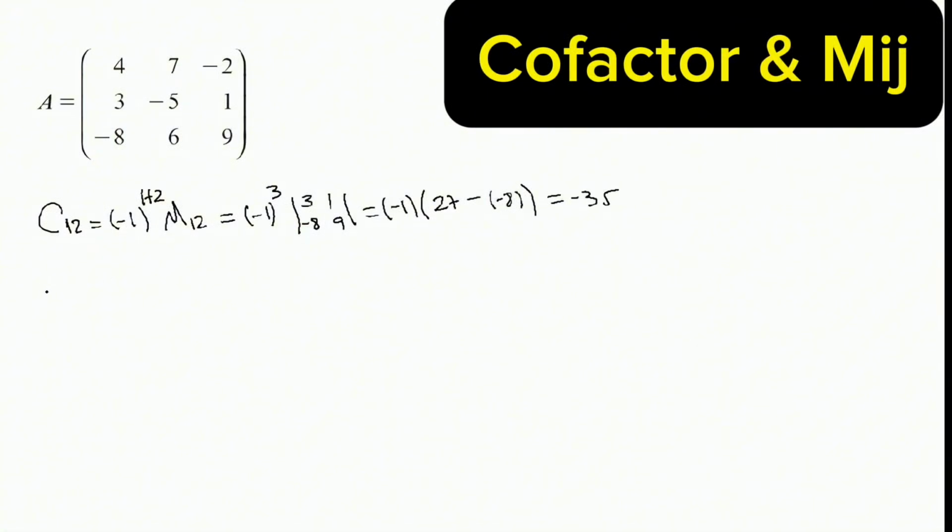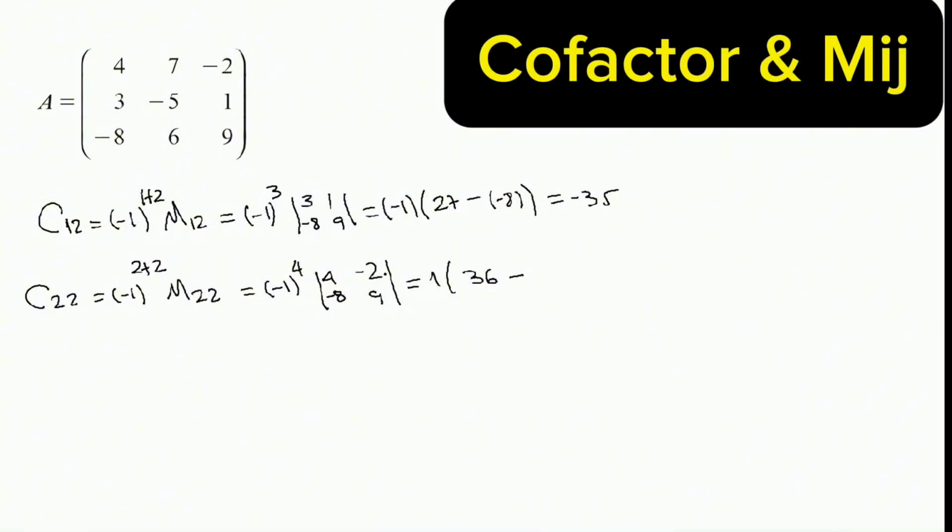Let's move on to the cofactor 2,2. It is equal to negative 1 raised to the power of 2 plus 2 times the minor 2,2. We then have negative 1 raised to the power of 4 times minor 2,2, and we remove row 2, column 2. We are left with the elements 4, negative 2, negative 8, 9. We then have negative 1 to the power of 4, which is 1, which multiplies 4 times 9, 36, minus negative 8 times negative 2, which equals 20. That is cofactor 2,2.